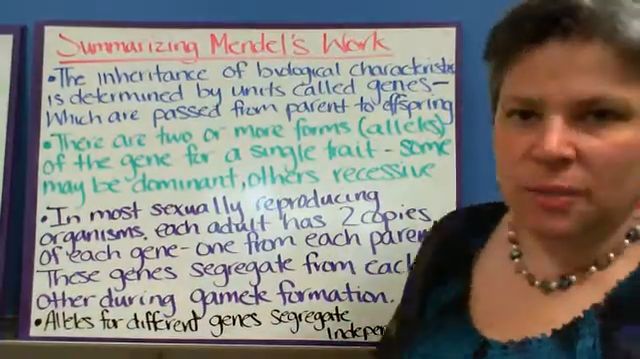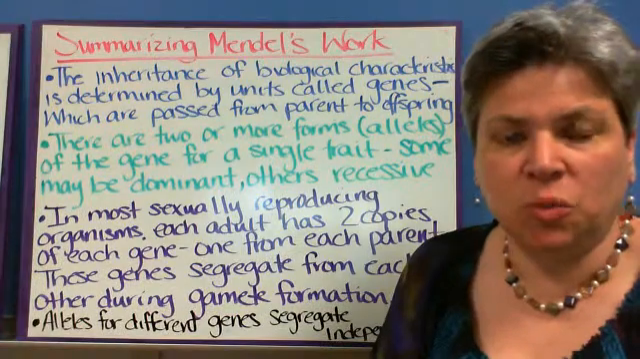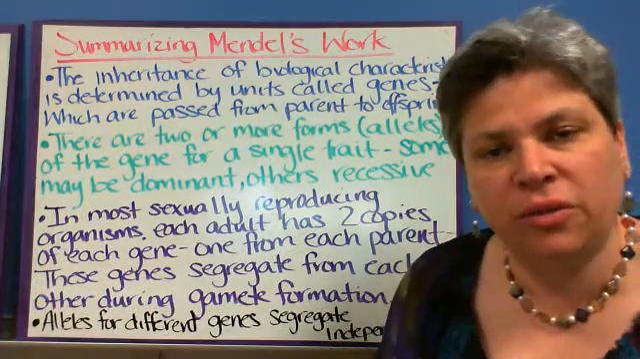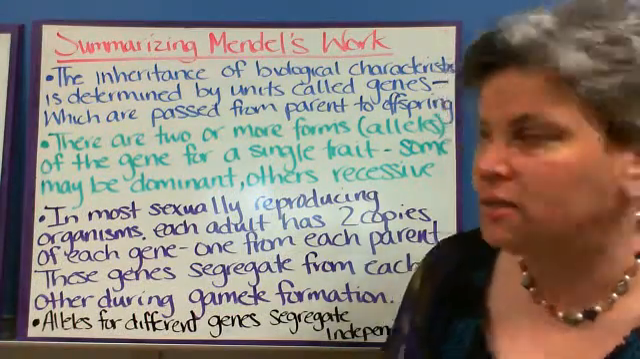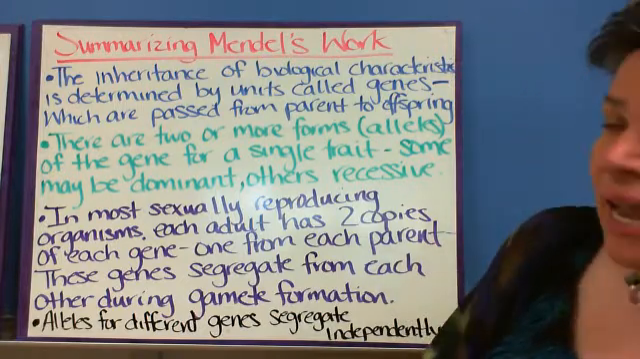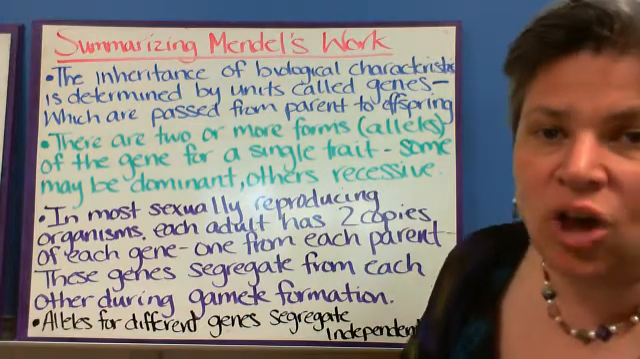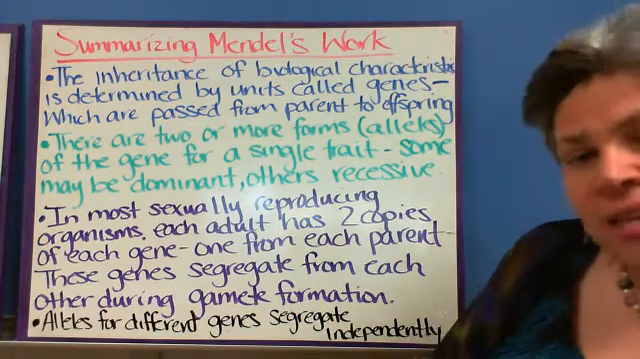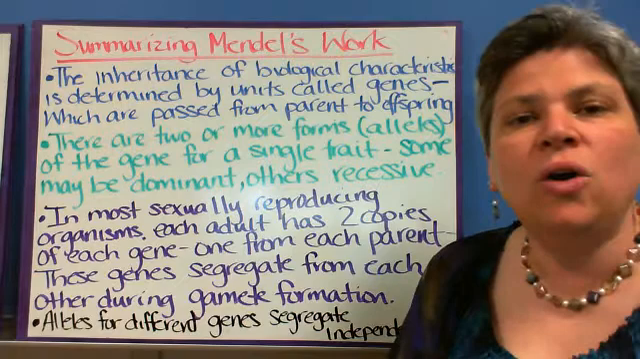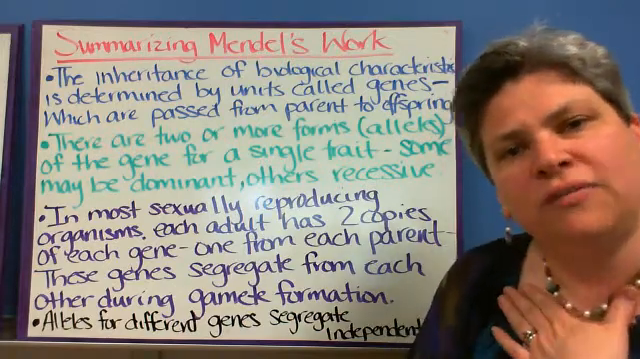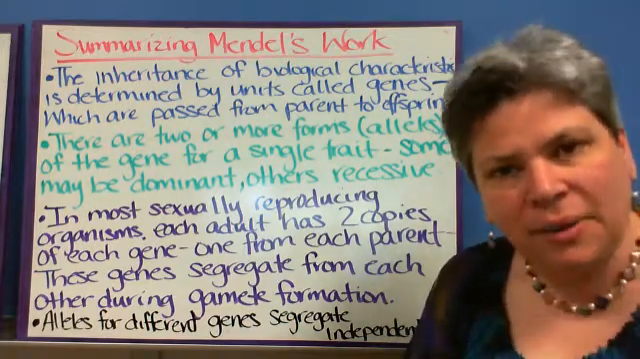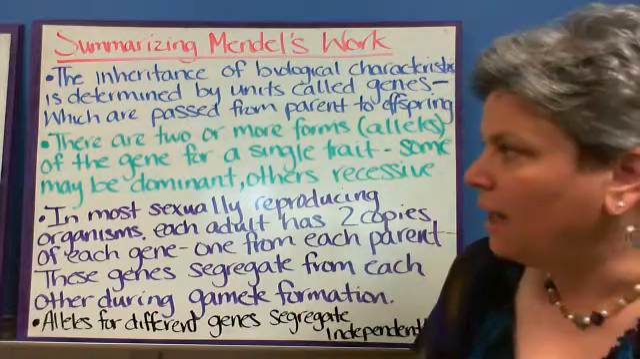So let's summarize Mendel's work. What did we gain from Mendel's work? What were the conclusions, if you will, that Mendel came up with based on what he had done? Well, first of all, the inheritance of biological characteristics is determined by units we call genes, which are passed from parent to offspring. We know that our genetic information came from our parents. Mom gave us half, Dad gave us the other half.